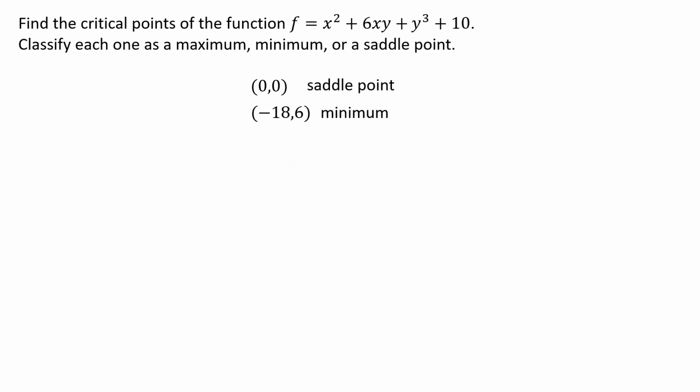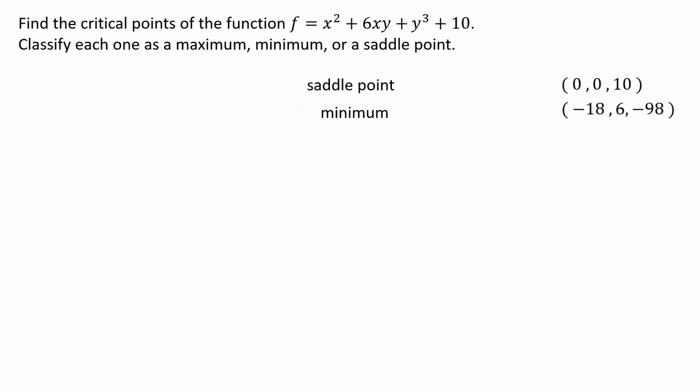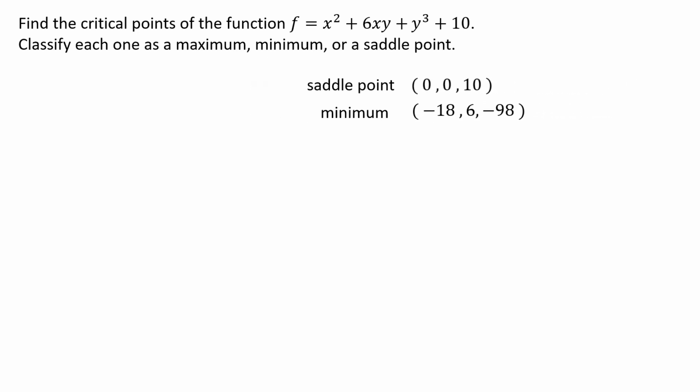Now that we know where our saddle point and minimum occur, we need the points in three-dimensional space to know where they physically are. So we plug in 0, 0 to the function, getting this three-dimensional point, and we plug in the minimum, that function. The work's not shown here, but it did work out to -98 on my scratch paper, and therefore I have that three-dimensional point, and I know the physical locations of the saddle and the minimum.